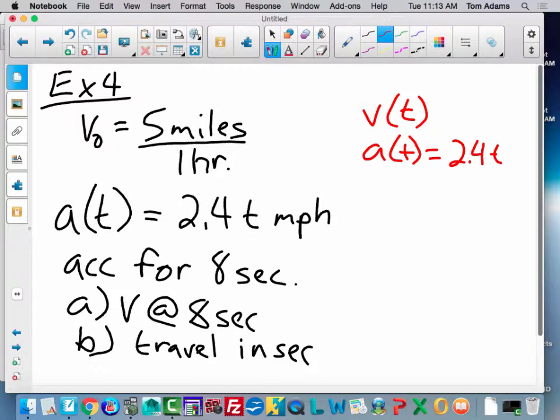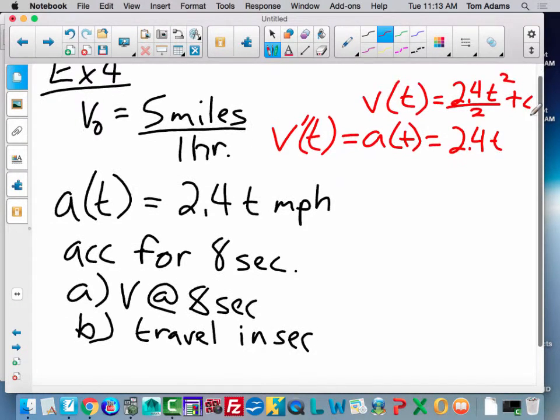Yeah, so the acceleration is the derivative of velocity, right? Because it's the rate of change, right? My definition of acceleration is the change in velocity. And so in calculus, it's the derivative of velocity, or velocity as a function of time is the antiderivative. So what is the antiderivative of this? Well, we can kind of do it in our head. It's 2.4 t squared divided by 2 plus c. Okay? We'll get back to that in a second.